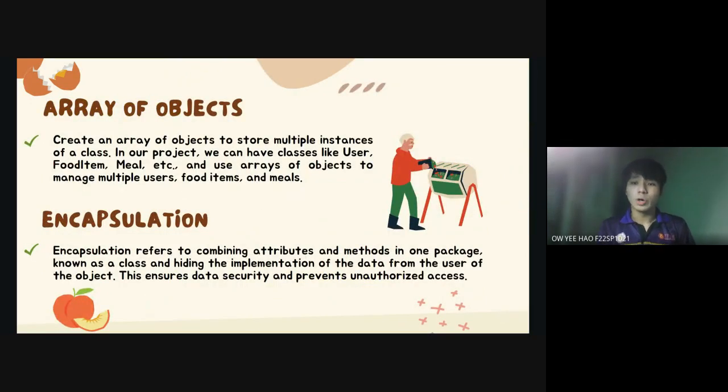Our system is built on object-oriented design principles, including the first one, array of objects. Create an array of objects to store multiple instances of a class. In our project, we can have classes like user, food items, meal, and so on, and use array of objects to manage multiple users, food items and meals. The second one is encapsulation. Encapsulation refers to combining attributes and methods in one package known as a class and hiding the implementation of the data from the user of the object. This ensures data security and prevents unauthorized access.